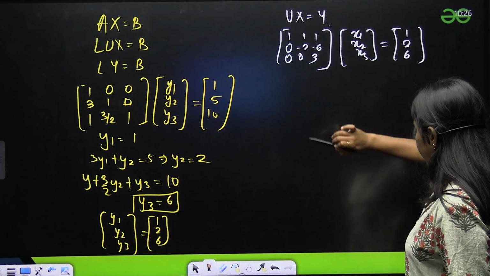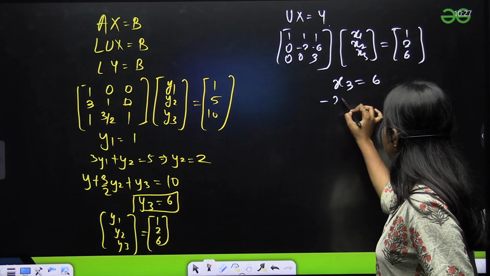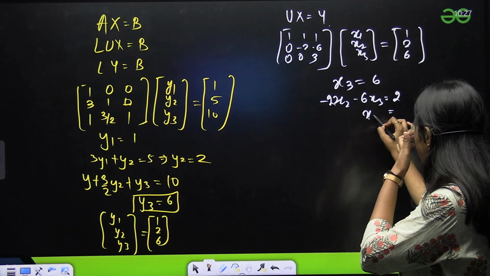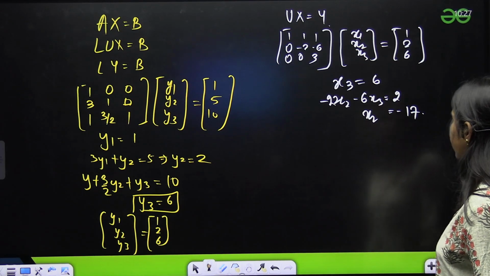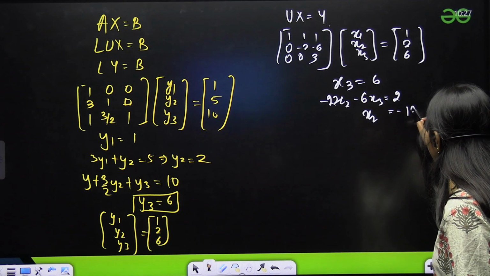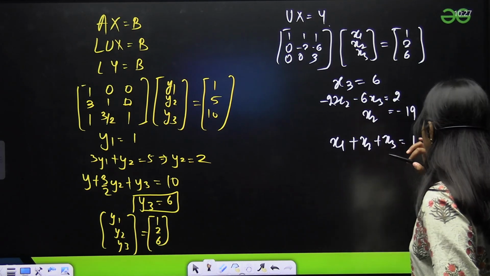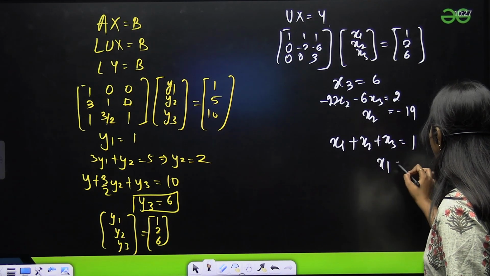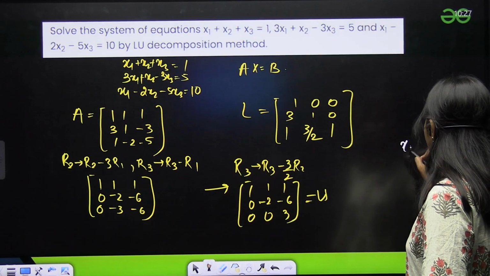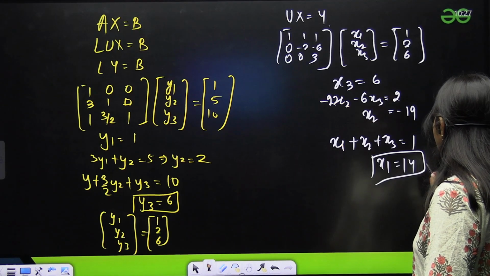So now I'll solve from bottom to top. So x3 would be 6. Minus 2x2 minus 6x3 is equal to 2. So x2 would be minus 17, but check, 36, 37, 38, minus 19. And for x1 you would solve x1 plus x2 plus x3 is equal to 1. Minus 19 plus 6 is minus 13, so x1 is 14. So I get the values x1, x2, x3. Let me check once whether these values are correct or not, then I'll discuss. x2 is minus 19 and x3 is 6.